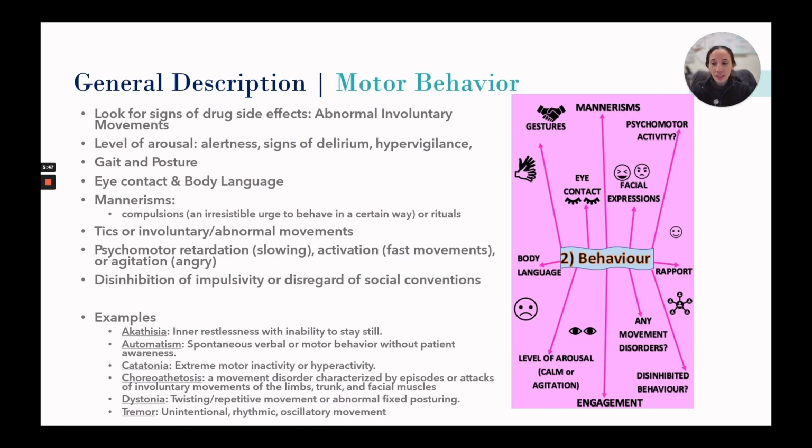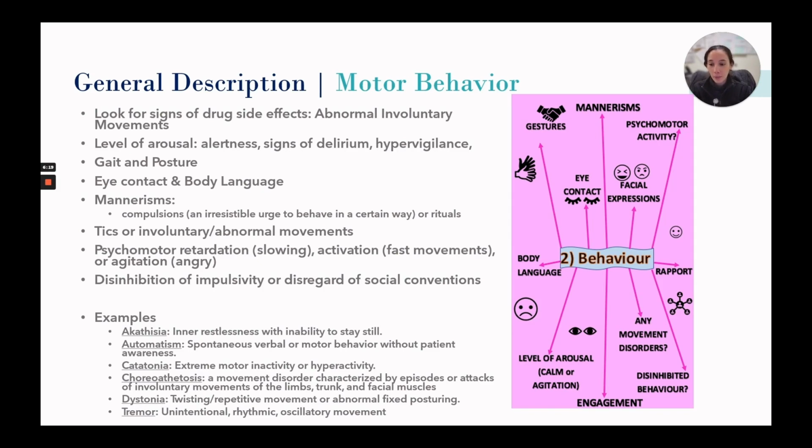Do they have any tics or involuntary abnormal movements? Any psychomotor retardation, which is slowing, or activation, which is fast movements, or are they agitated? Are they angry? They might have disinhibition, impulsivity, or disregard for social convention. So that just means, are they impulsive? Or do they not care about rules? Are they going against the rules of the hospital, the rules of the unit? Do they not care? All of these things are important when we're assessing their motor behavior.